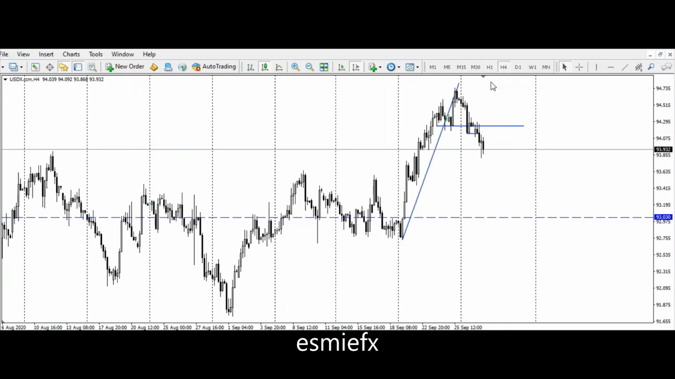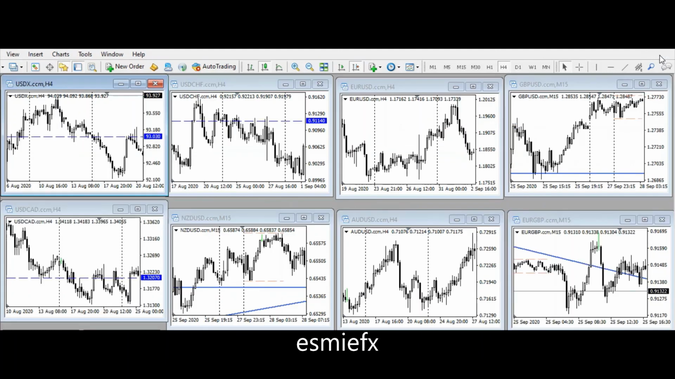So this one, let's turn it to the side. So until this trend line is broken again, it is a sell. So this one needs to break this trend line and then it is a buy. Until then it is a sell.